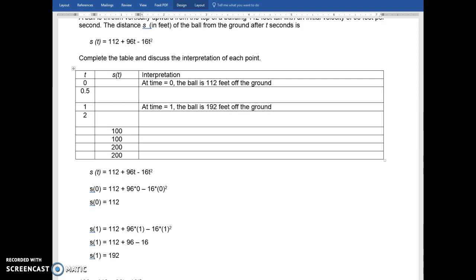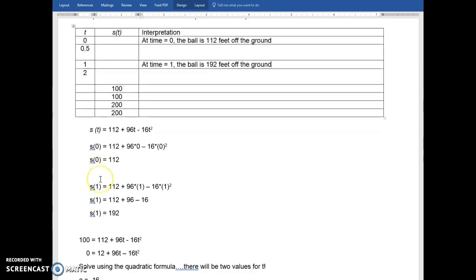That means the person standing on top of the building has released the ball, and after a second, it has basically climbed about 80 feet. So that makes reasonable sense. What you're going to have to do is go back here and finish this up for 0.5. You'll be substituting 0.5 for t and doing the math, and then also for 2.